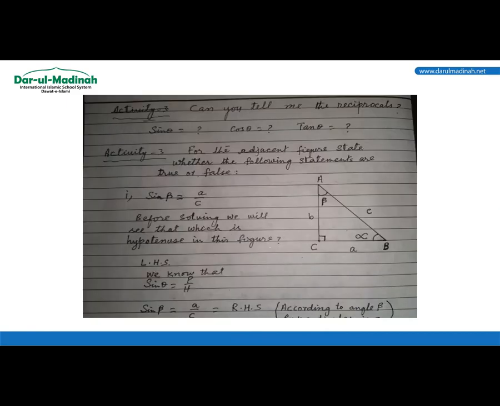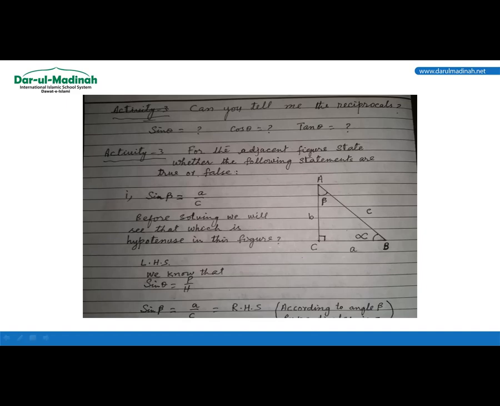Yes. So what is the reciprocal of sin theta? Who will tell me? Yes, 1 upon cosec theta. What is the reciprocal of cos theta? Yes, 1 upon sec theta. And what is the reciprocal of tan theta? Cot theta. So tan theta will be equal to 1 upon cot theta. So you can learn these trigonometric ratios.